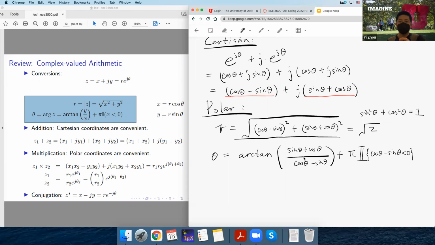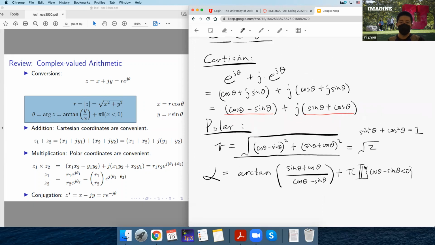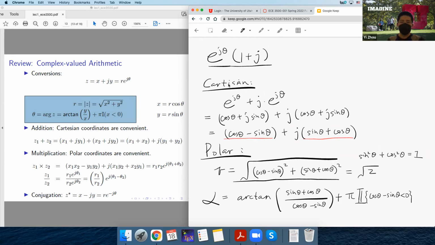And for theta, the notation is a little bit confusing. Let me change theta to another angle, alpha, because theta is used in this problem. So the phase alpha depends on the specific value of theta. Okay, and this is one approach. Once you get the Cartesian form, you can use this to get the polar form.